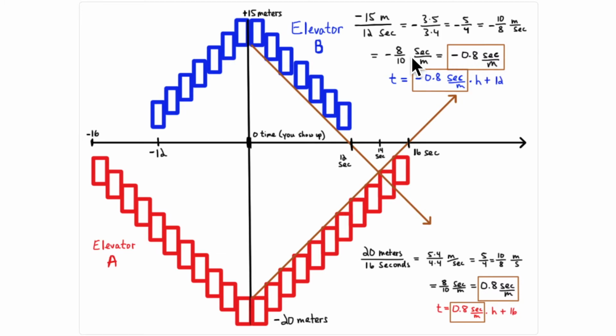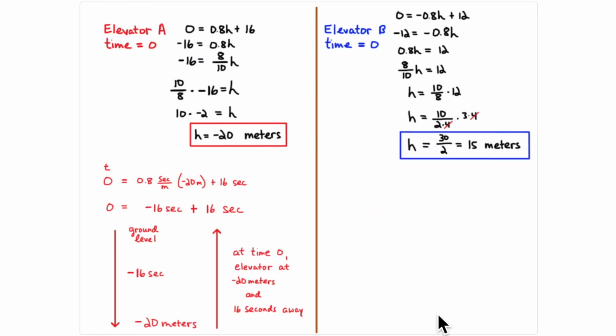But anyway, the point is that this is going down at a negative 8/10 seconds per meter, and this elevator is going up at the same rate, but in the opposite direction. So a positive 8/10 seconds per meter. Now, a drawing I like a little bit better is this drawing right here.